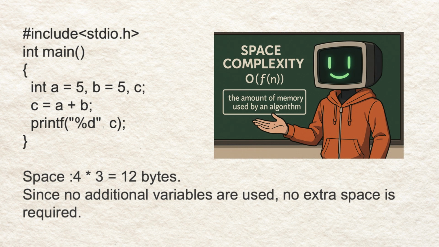Let's take an example for space complexity. Here we are performing four operations. First one, declaration of A. Second one, declaration of B. Third one, declaration of C. Fourth one is the addition of A plus B. Now we multiply the operations with the number of declared variables, which is 4 operations multiplied by 3 declarations, A, B, C. We get 12 bytes as our space complexity for this code.